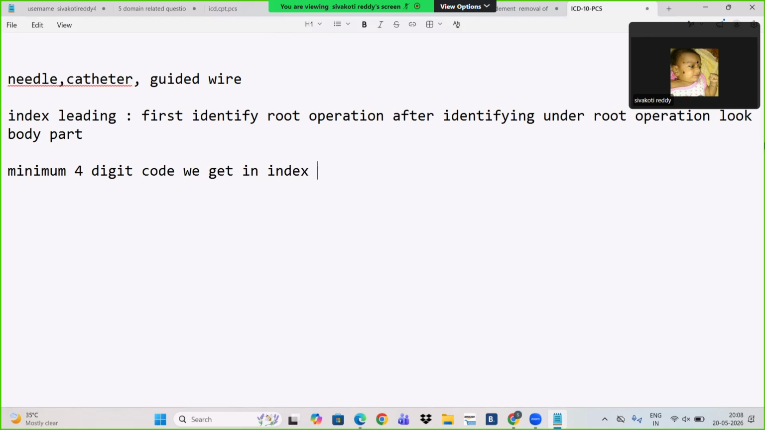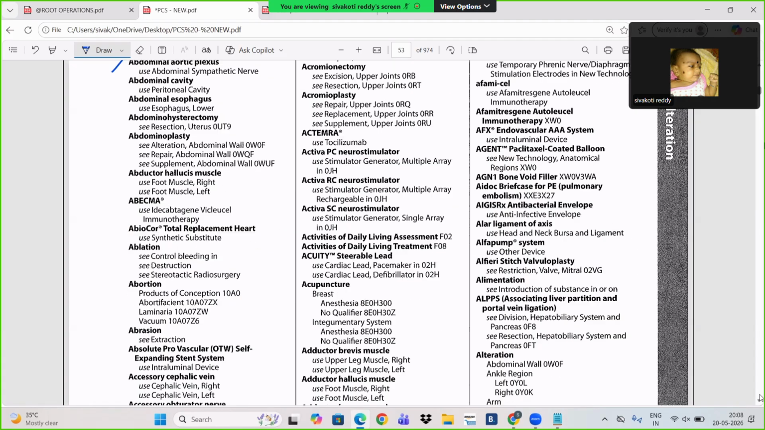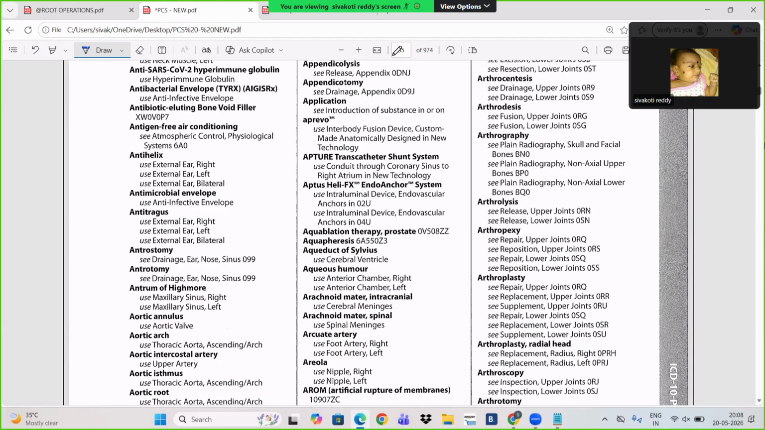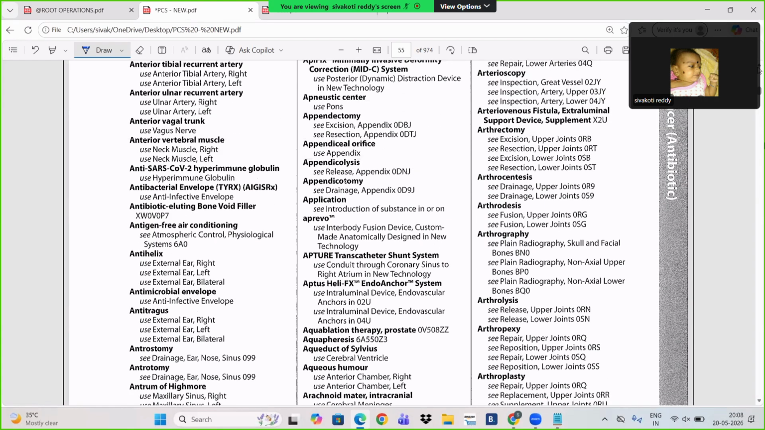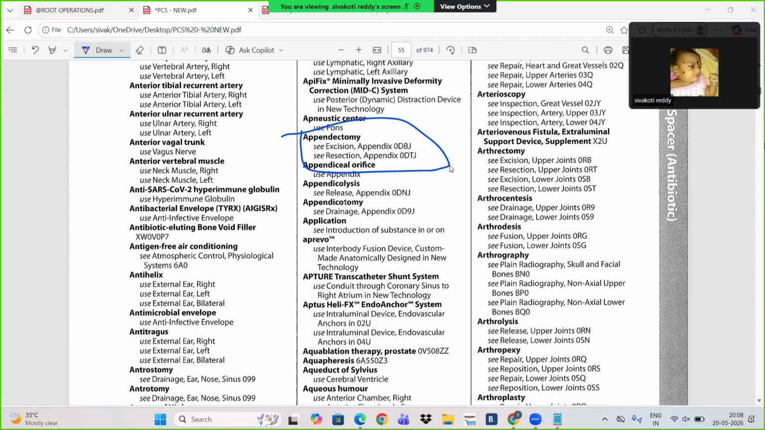Index. First, if you look up the code directly in the index, we don't get it, guys. Suppose you search appendectomy, I will show it as an example. They did the appendectomy. Appendectomy means removal of the appendix. If you see what they mentioned here, see excision, see resection, correct? Yes. See excision, see resection, they documented.